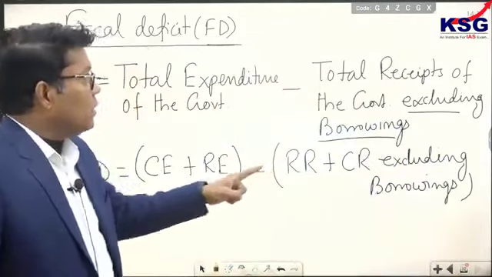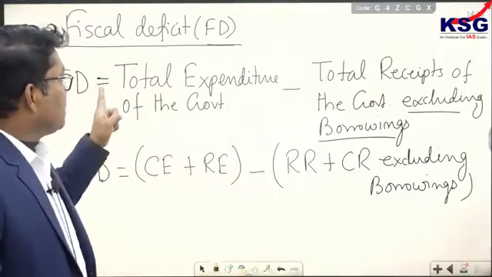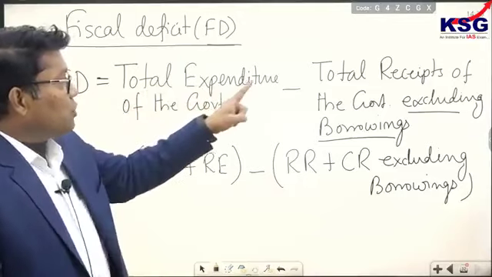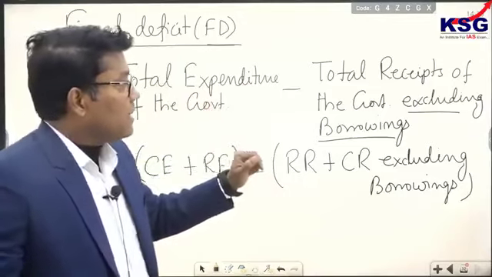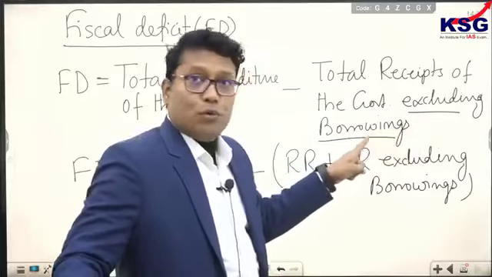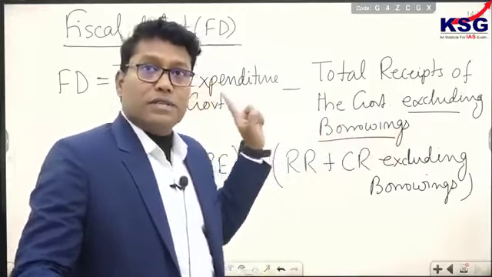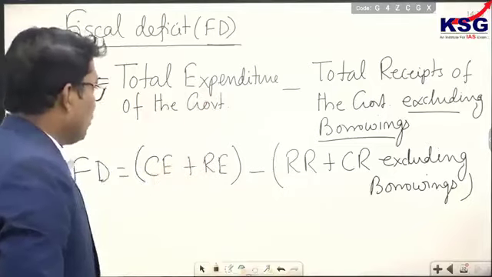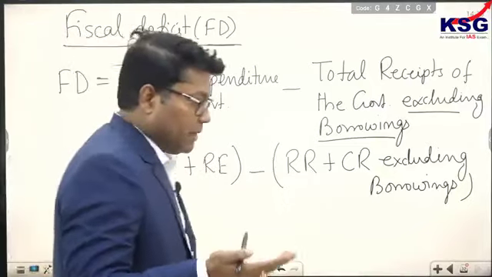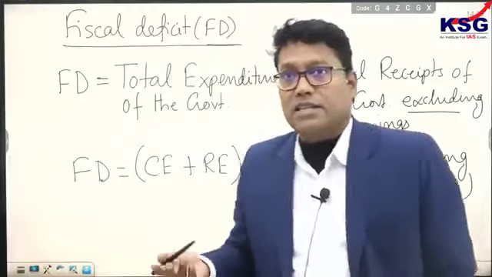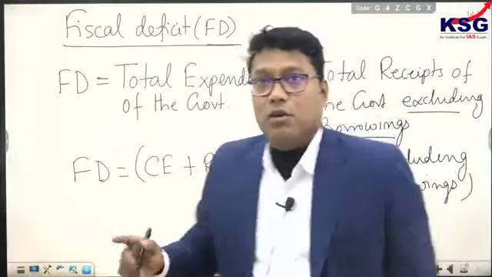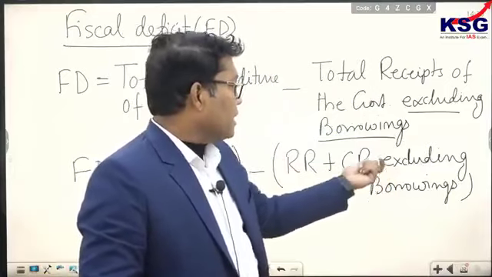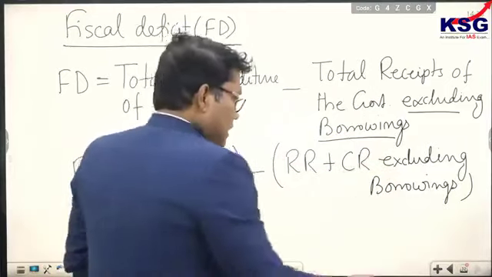Just focus here. Why are we defining fiscal deficit as total expenditure of the government minus total receipts of the government? It's fine, but the one thing I want to focus on is excluding borrowings. Why are you excluding borrowings to get the fiscal deficit? All expenditure you can divide into capital expenditure and revenue expenditure, and all receipts into revenue receipts and capital receipts, but excluding borrowing, you attach it with the capital receipts. Just think why it is so.